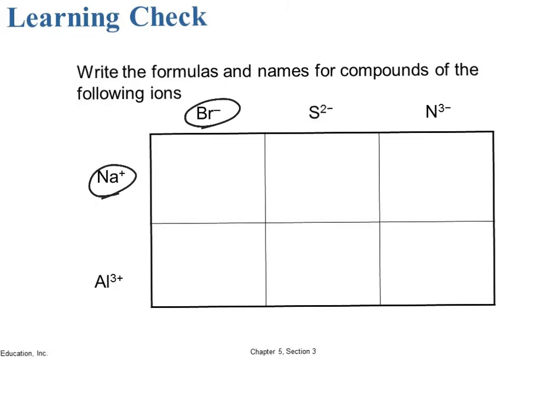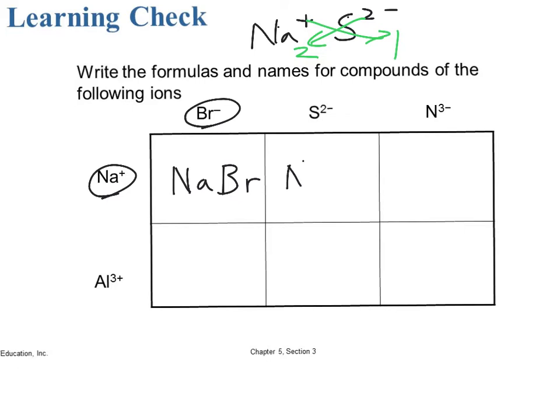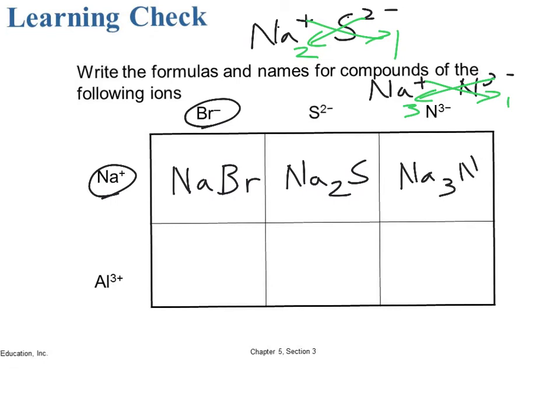Sodium's +1, bromine's -1. So the charges cancel out. Sodium +1, sulfur 2 negative, crisscross, 2 down there, 1 there. Sodium and nitrogen. Sodium +1, nitrogen 3 negative, crisscross it. Sodium 3, nitrogen.